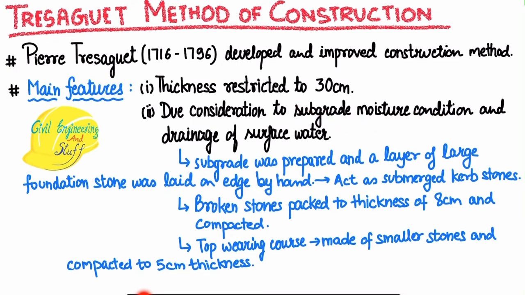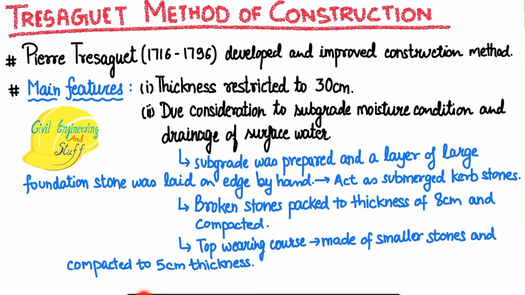So a proper assessment of how much moisture is required in the subgrade was done, and the provision of drainage was also provided in this construction method. Now in this, the subgrade was prepared, and large foundation stones were laid on edge by hand that act as a curb stone.